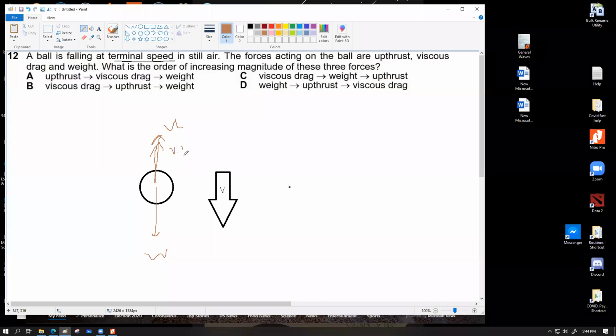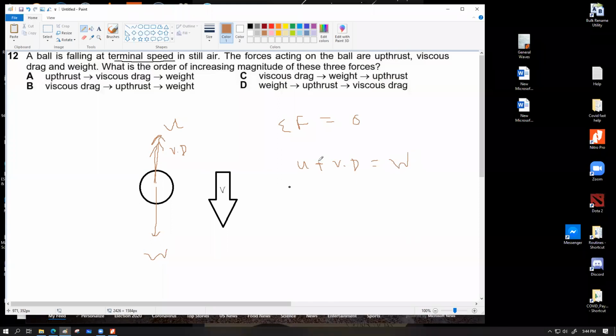I'm only showing you the direction of these arrows. This figure is not drawn to scale. So what we can essentially understand is that these two are the upward forces. This is the downward force. Because this is undergoing terminal speed, acceleration should be 0, which means the resultant force should be 0 as well. So if the resultant force has to be 0, the sum of upward forces should be equal to the sum of downward forces. So I can write upthrust plus viscous drag should be exactly equal to W.